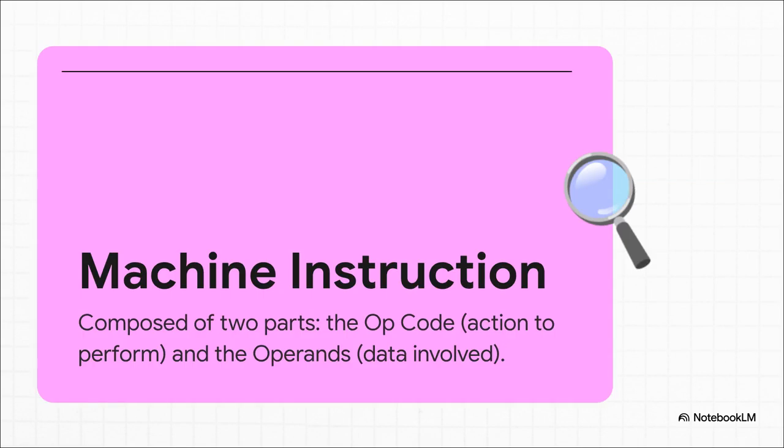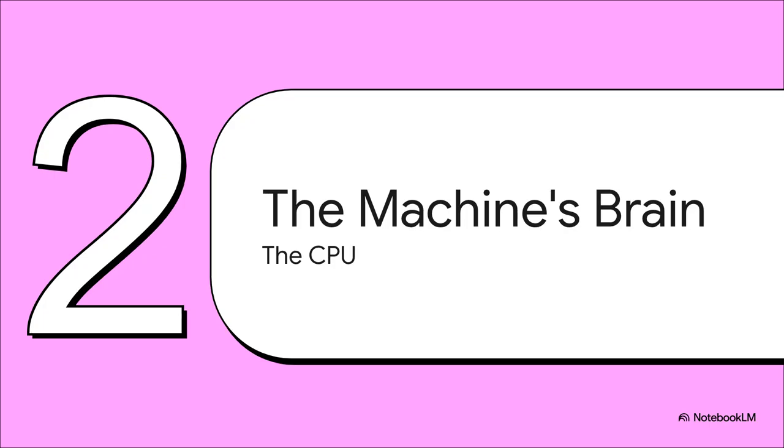So what is that binary code? Well, each little chunk of it is called a machine instruction, and you can basically think of it as a tiny, super simple sentence. And just like our sentences, it has two key parts. You've got the opcode, which is the verb. It tells the computer what to do, like add or move this here. And then you have the operands, which are the nouns, the actual data or pieces of information it's supposed to work with.